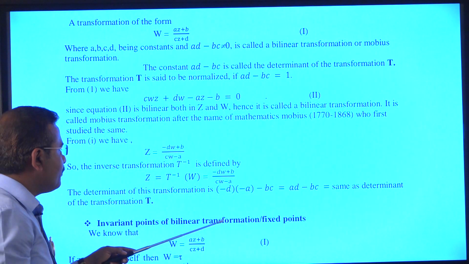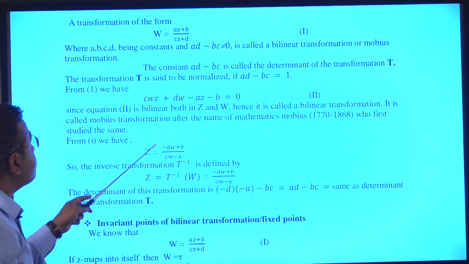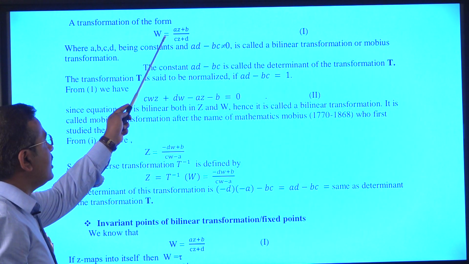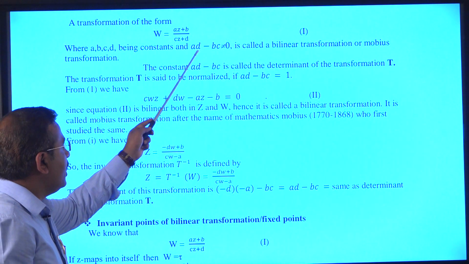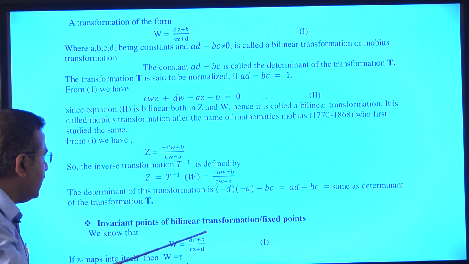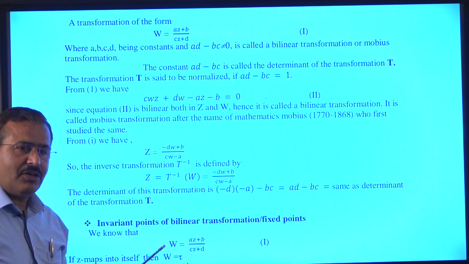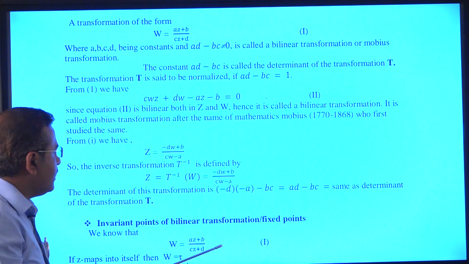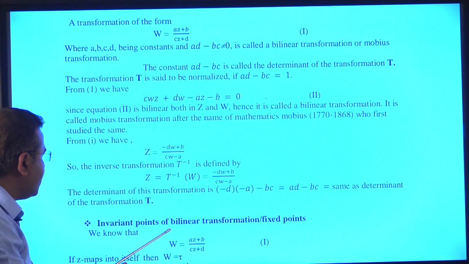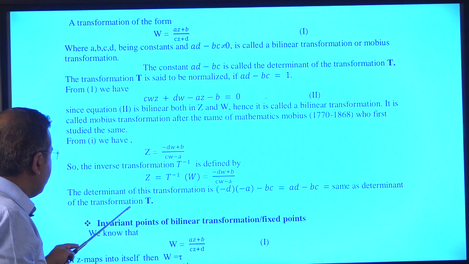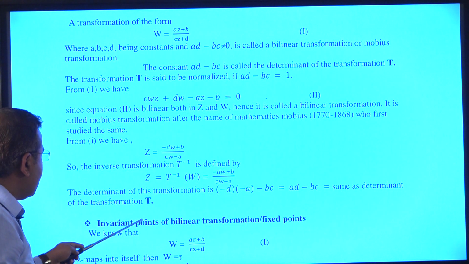So this is the logic of the result. This is the Mobius transformation, meaning the bilinear transformation. When we take the inverse of the result and evaluate its determinant, we get the same determinant as the original transformation. So this is the basic idea about the bilinear transformation.